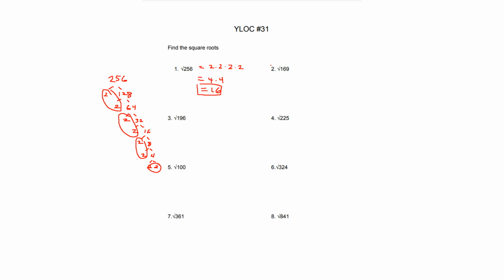For number 2, we have 169. 169 is also a perfect square, and this is equal to 13. And this is something that you can just remember from your multiplication table. 169.